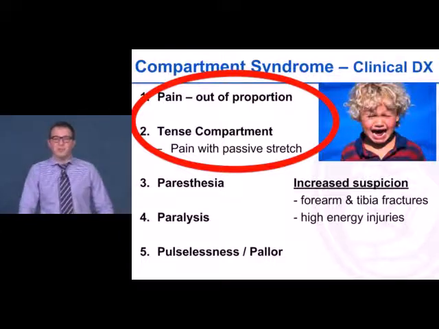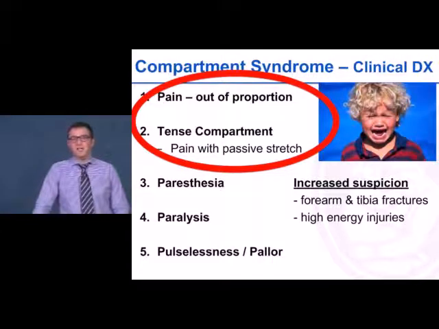People say it's the P's of compartment syndrome: pain out of proportion to the injury, pain with passive stretch, paresthesias, paralysis, and pulselessness. But really, if you think about all of those signs and symptoms, the most important is pain out of proportion and pain with passive stretch. As you start to look for paresthesias, paralysis, and pulselessness, you've missed the boat and the compartment syndrome has been going on for too long.